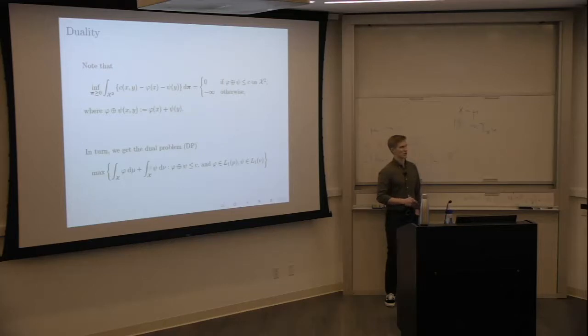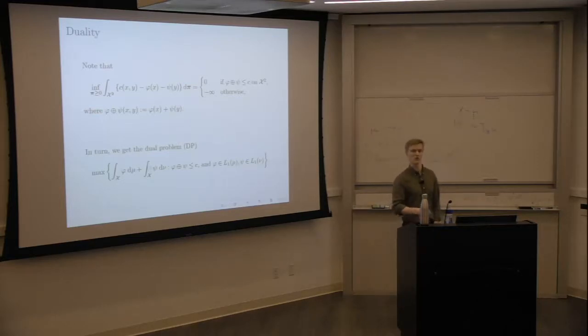Expressing this in the form of a constraint, we get the following problem. We maximize the integral of phi against mu plus the integral of psi against nu, such that the sum of phi plus psi is less or equal to c. This is what's called the dual problem to the Kantorovich problem.